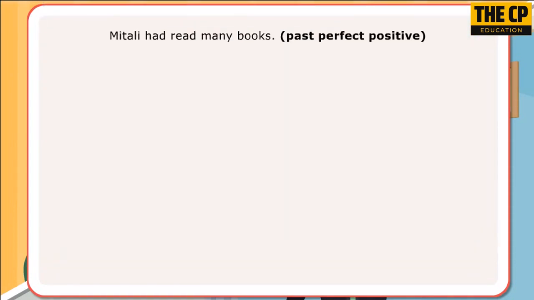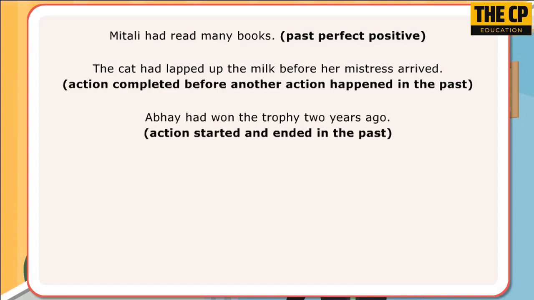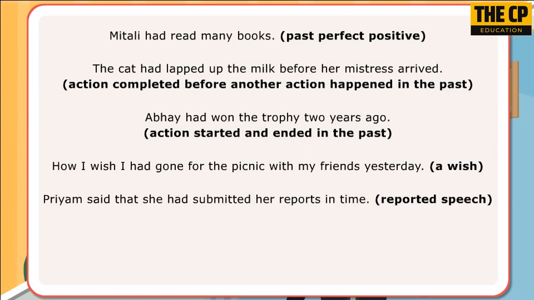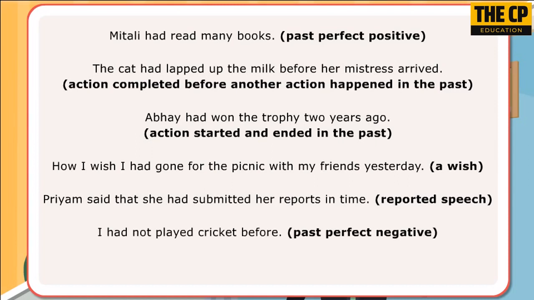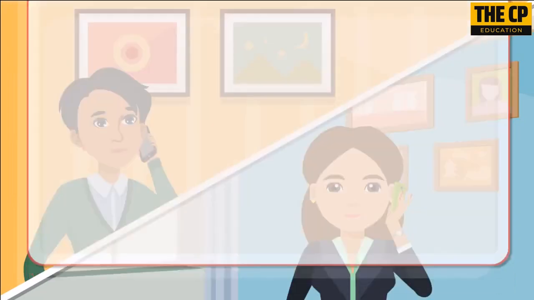Mithali had read many books. The cat had lapped up the milk before her mistress arrived. Abhay had won the trophy 2 years ago. How I wish I had gone for the picnic with my friends yesterday. Priyam said that she had submitted her reports in time. I had not played cricket before. Had you taken an off last week?